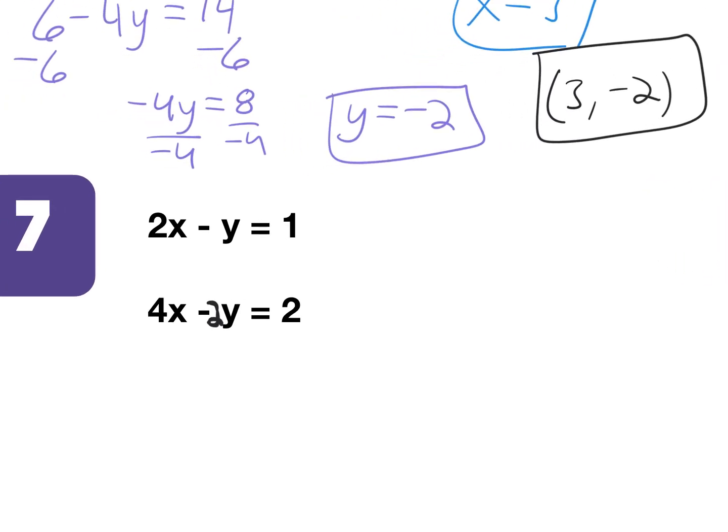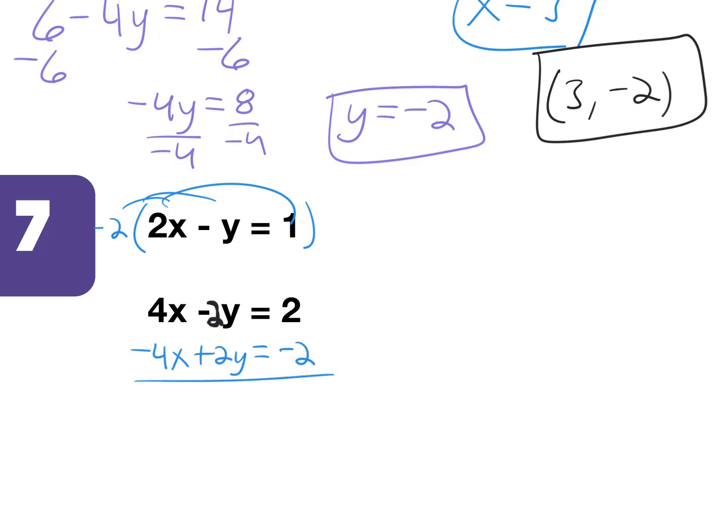All right, so let's try the same thing with this one. Again, nothing is opposite sign, nor are they the same numbers. So what can we do to try to get them to be the opposite coefficients? Sure, right? Let's multiply the top one by -2. And then when we do that, we're going to get -4x plus 2y equals -2.